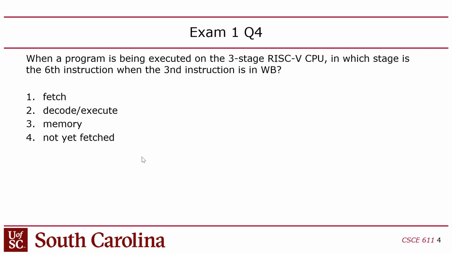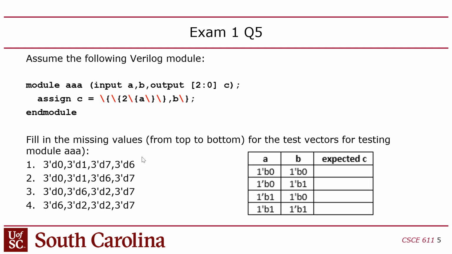Okay. When a program is being executed on the 3-stage RISC-V CPU, in which stage is the 6th instruction when the 3rd instruction is in WB? So if the 3rd instruction is in WB, the 4th instruction would be in execute, and the 5th instruction would be in fetch, meaning the 6th instruction would not have been fetched yet. So not yet fetched.